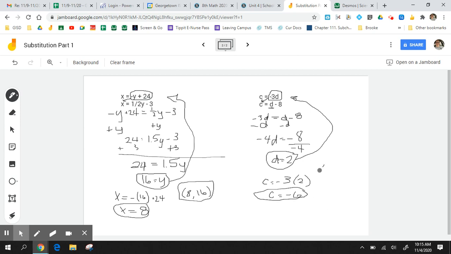So how do we write this coordinate? Because it's not x comma y. Well, c is where we normally would write our y, right? So we're going to have c be at the end of our coordinate, and d would be where the x value normally goes. So we have (2, -6) as our answer choice.